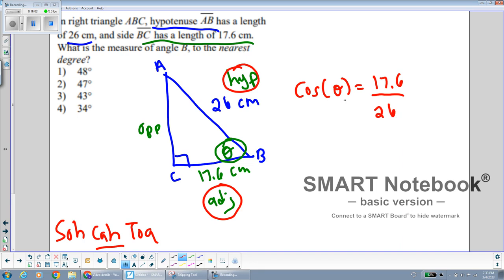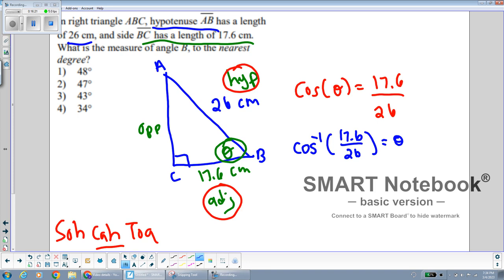So remember, since the angle is trapped inside of the cosine, we need to undo it using inverse trig. So the inverse of cosine is inverse cosine. And if I take inverse cosine of our cosine ratio, since it will cancel cosine out, it will give us the angle that we're looking for.